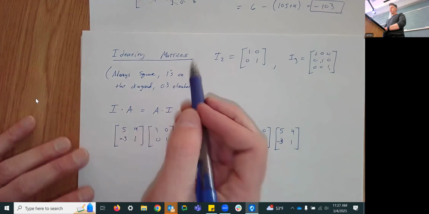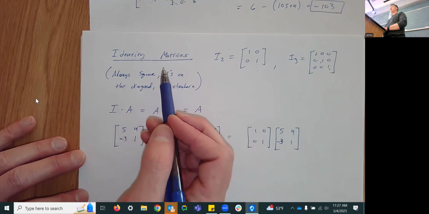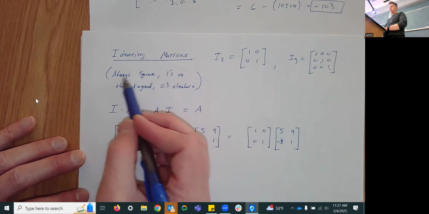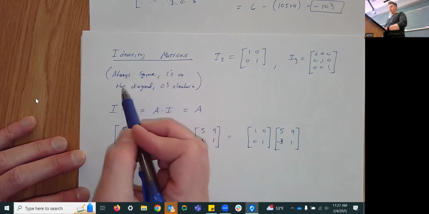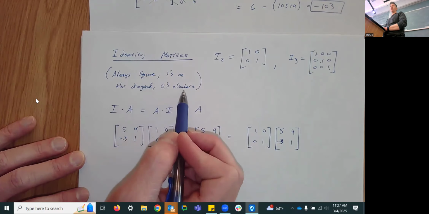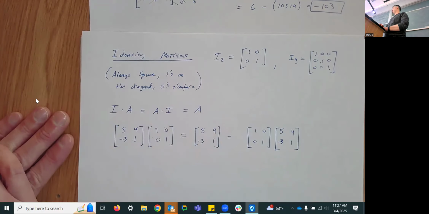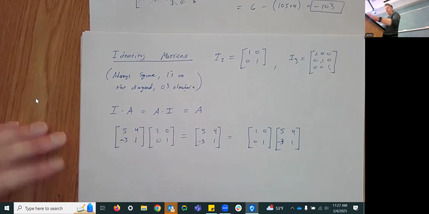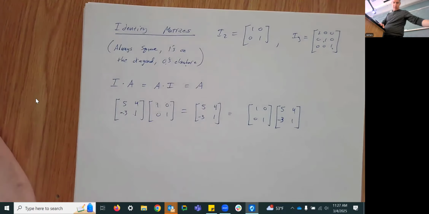Yeah, so, oh my gosh, identity matrices. Always square, ones on the diagonal, zeros elsewhere. Sorry, I know my penmanship, as the quarter goes on, it feels like it just gets worse and worse and worse.